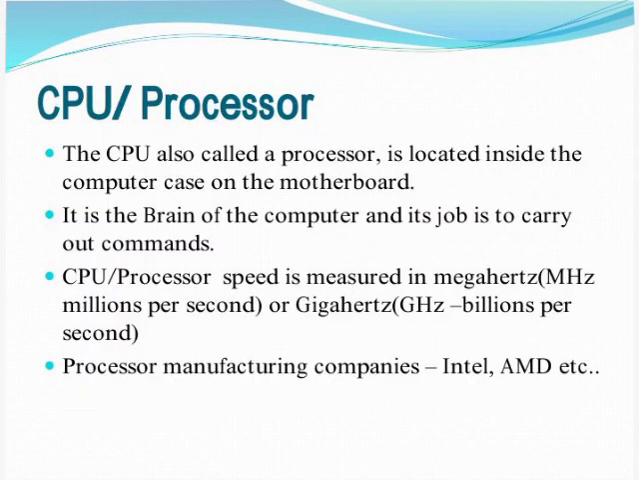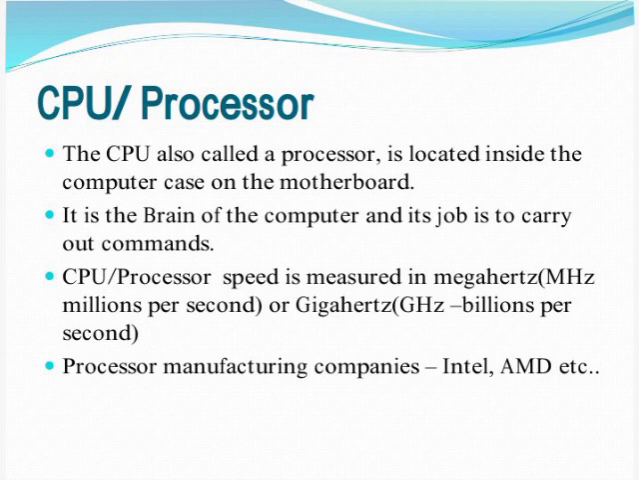Let us start with the first topic, CPU or processor. We already know the full form of CPU. What is CPU? Central Processing Unit. The CPU is also called a processor because it is only going to process whatever instruction we give. Where is it located? It is located on the motherboard.